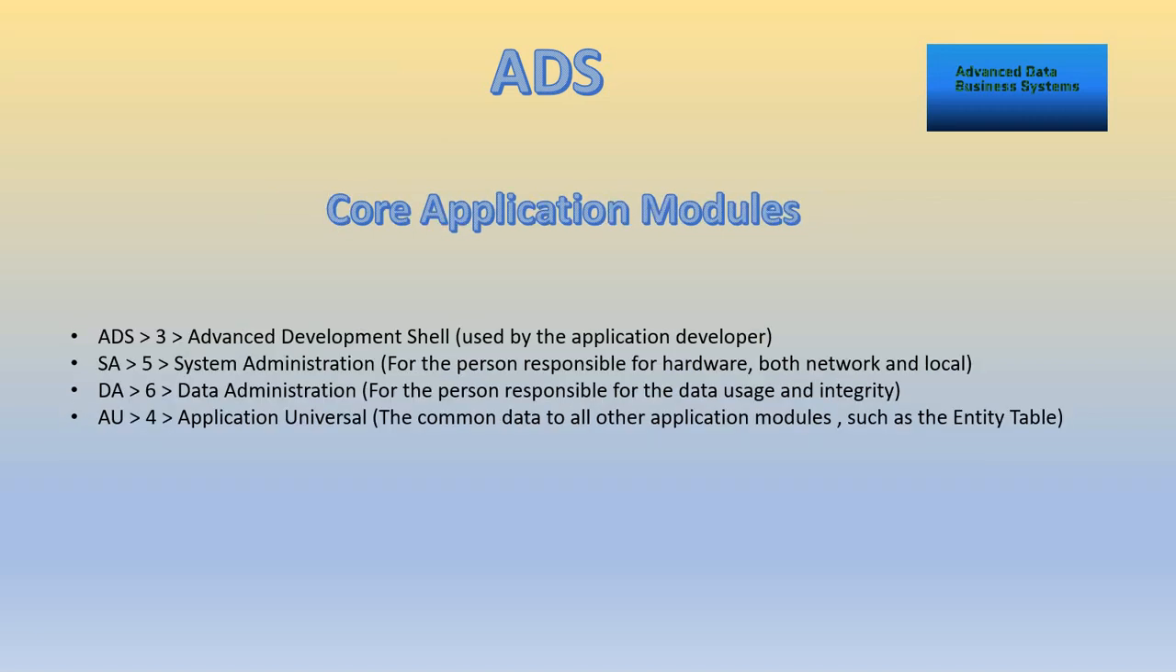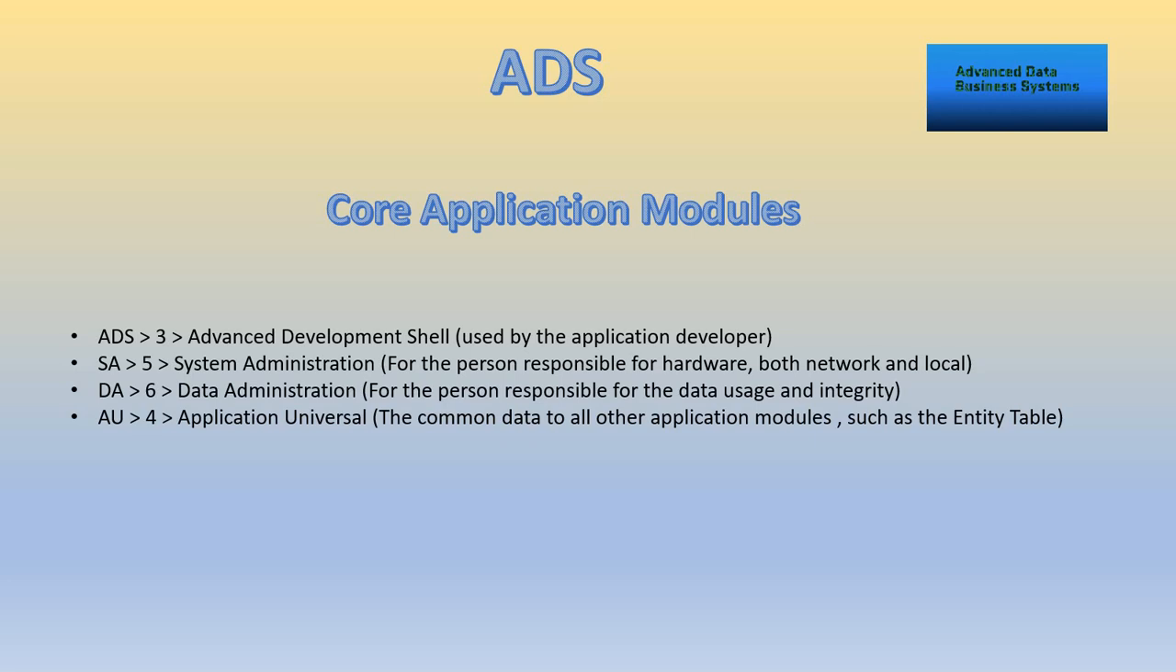The core of the ADS has 4 different application modules. Looking at the last one, AU stands for Application Universal. That's where we store entities, their names and addresses, and a lot more information about a person, organization, or other things like pets, TV shows, books, etc. We also keep track of geographies, languages, and currency in the Application Universal module. Other modules need this information. That's why it's called Universal.